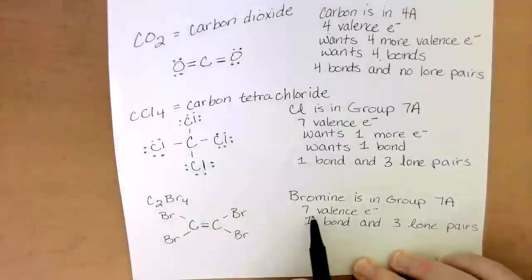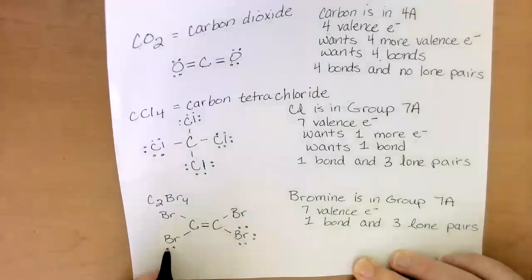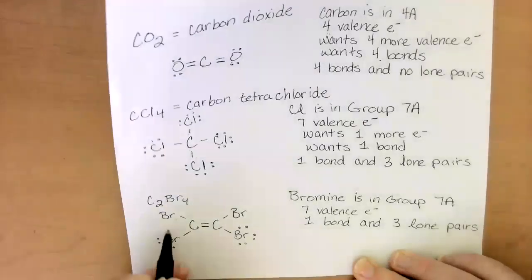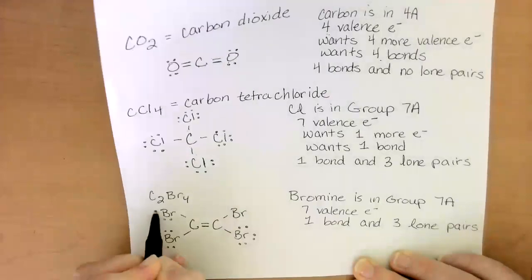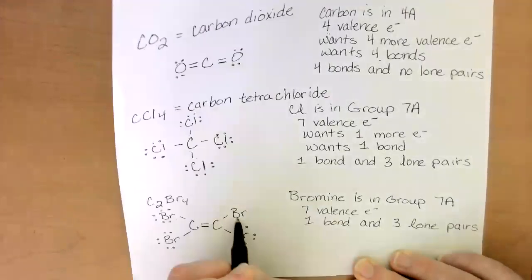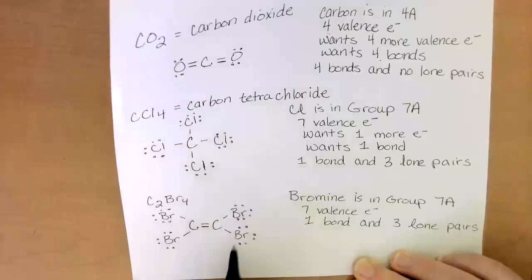The bromine atoms came to the party with 7 valence electrons. They've only used 1 in the bond with carbon. That means that just like chlorine, fluorine, and iodine, they will be drawn with 6 additional valence electrons around them. 3 lone pairs of electrons. And again, notice that those electrons are going like a picture frame around it, and they are not on the side where the bond is to carbon.